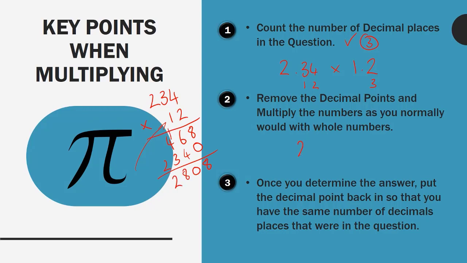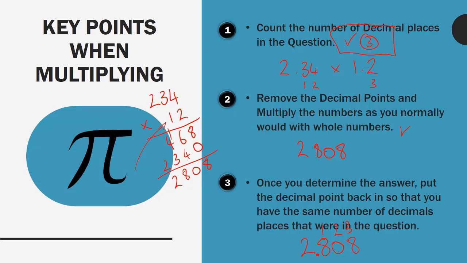Okay, so we've got our answer, 2808. So remove the decimal points and multiply the numbers as you normally would with whole numbers. Tick, we have done that. Once you determine the answer, put the decimal point back in so that you have the same number of decimal places that were in the question. So we had 3 decimal places in our question. So that means that we're going to have 3 decimal places in our answer. Okay, so I need to have 3 of these digits as decimal places. So that means I put my decimal point there. So I have 1, 2, 3 decimal places.